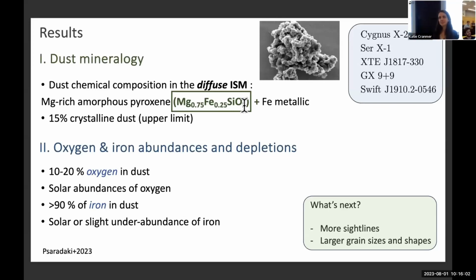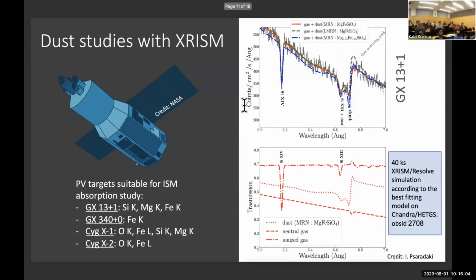In the simulation of GX 13+1, I don't know if you also simulated GX 340. How does the sulfur edge look? Can you do this study with dust models? Is the optical depth good enough? I haven't simulated sulfur, but I think it's in the program to do also. I cannot tell you details, but maybe we can look into that.